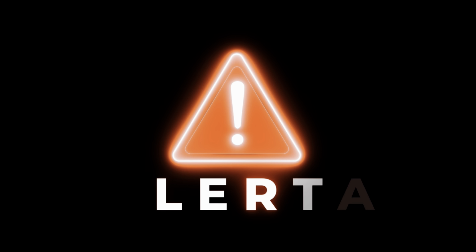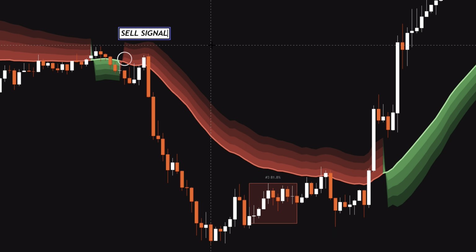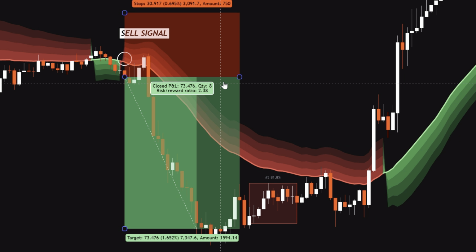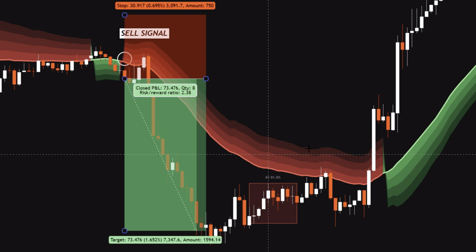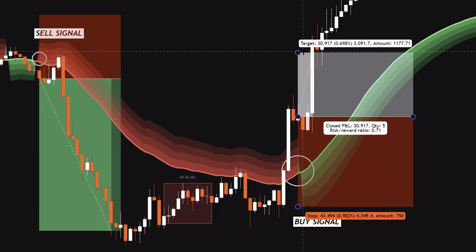But here's where most traders get themselves into trouble. The moment they see a buy signal, they buy. The moment they see a sell signal, they sell. The moment the color flips, they're already in a trade. It sounds logical, it sounds profitable, but it's exactly the behavior that's costing them money.